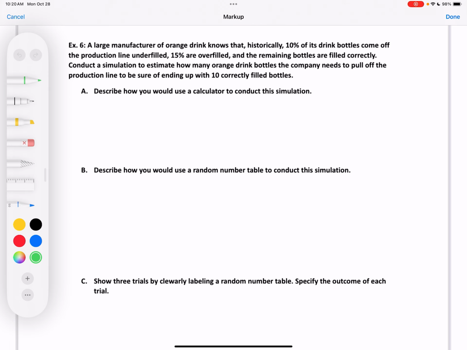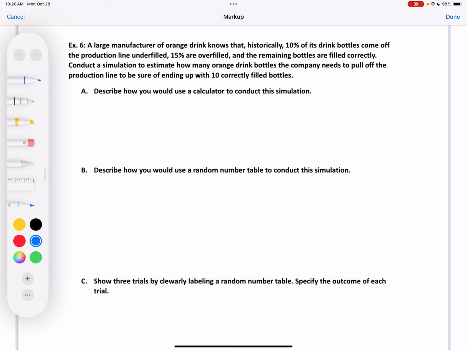It's a little different just because it's on the calculator. So we know that there's 10% underfilled, 15% overfilled, and everything else would be correct. So that would be 75% that are correctly filled. So you can either use 1 or 2 digit numbers since we're using the calculator, but we're still going to have to go like 0 through 99 being the numbers that we're using.